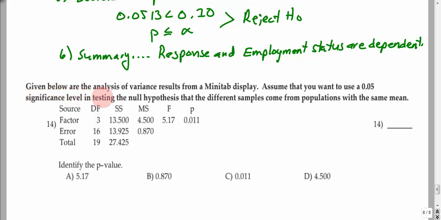It says, given below are the analysis of variance results from a Minitab display. Minitab is a statistical package. Instead of using a calculator, you could use Minitab. Assume that you want to use a 0.05 level of significance, so this is alpha, in testing the null hypothesis that the different samples come from populations with the same mean. So this is the output.